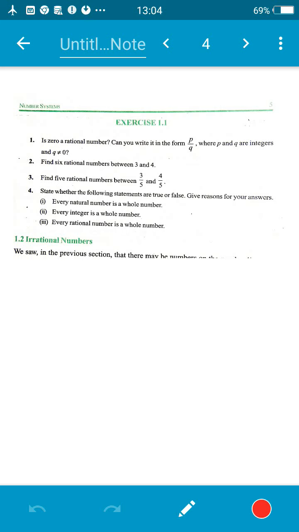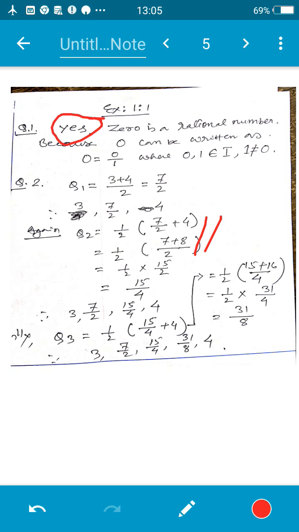Dear students, today we shall do some maths from exercise 1.1. Question number 1: is 0 a rational number? Can we write it in the form p by q, where p and q are integers and q is not equal to 0? For this solution, yes, 0 is a rational number.